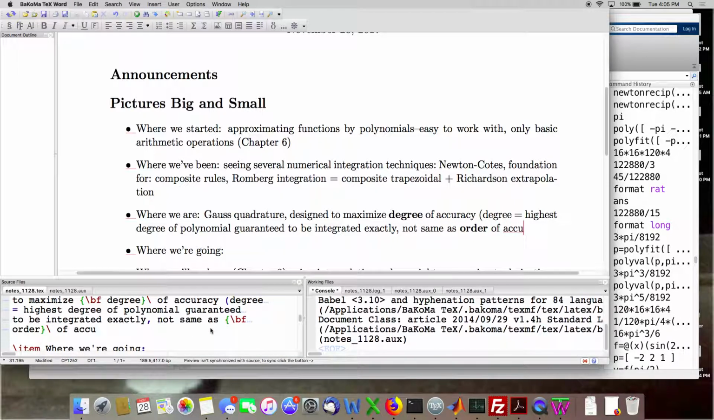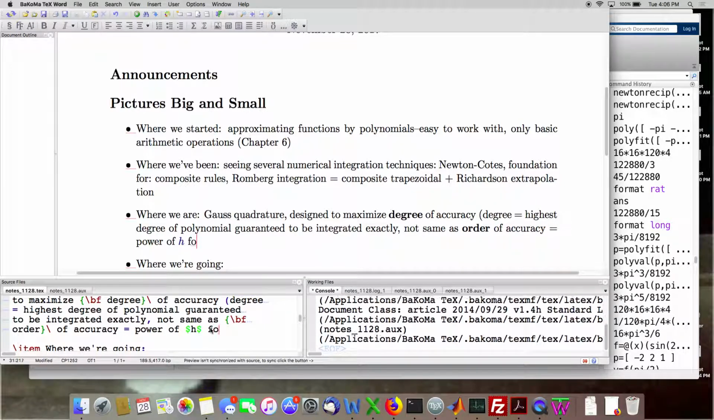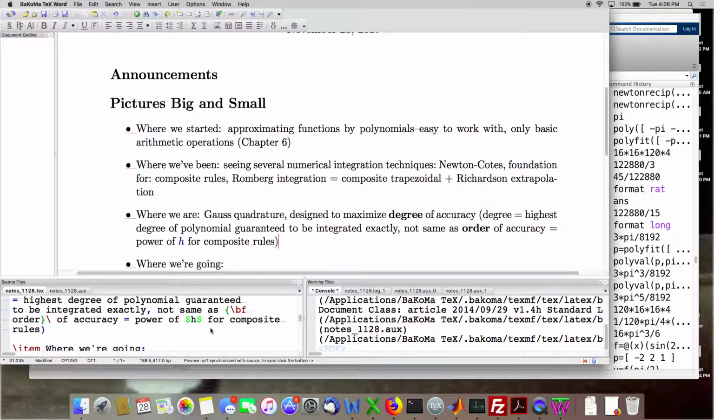order of accuracy, which is the power of h for composite rules. So for example, composite Simpson's rule is fourth order accurate. Composite trapezoidal rule, second order accurate. So order of accuracy means the same thing here as it does for differentiation rules. The error in all of those formulas had a power of h in it. Depending on how you're building your composite rule, you can really have rules of any order of accuracy. The examples I presented happen to be two second-order ones and one fourth-order one.